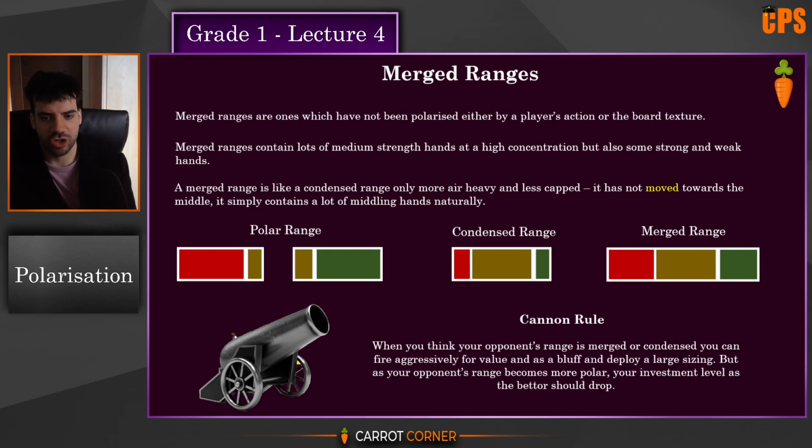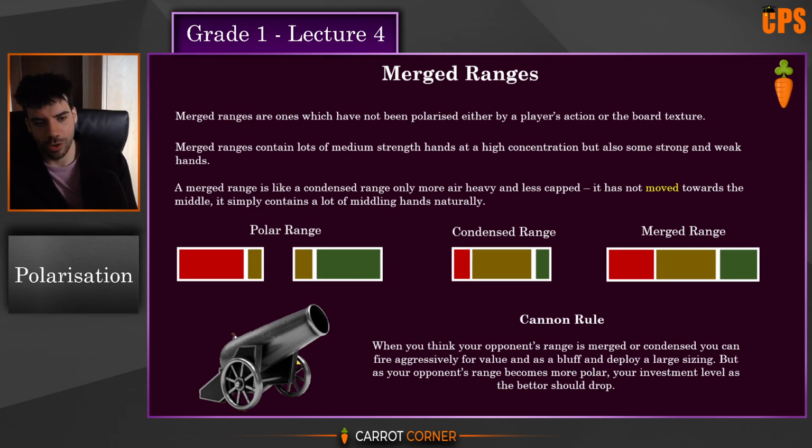Again, your value hands drive your strategy, not your bluffs. Your bluffs are there as fillers in GTO. So as your opponent's range becomes more polar, your investment level as the bettor should start to drop off. As it becomes more condensed, it should increase. That said, you need to think about your own hand as well. It would be completely absurd and ludicrous to sit there and say, oh, he's condensed, so I'm going to overbet my second pair. That would be an absolute butchering of the material.